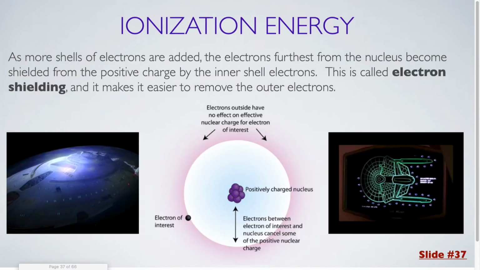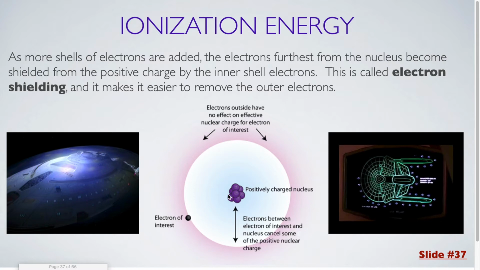A contributing factor in the amount of ionization energy which is required is electron shielding. As more shells of electrons are added, the electrons furthest from the nucleus become shielded from the positive charge by the inner shell electrons. This is called electron shielding, and it makes it easier to remove the outer electrons. So what this is essentially saying is that the more shells of electrons you have, the easier it is going to be to pull off that last electron.